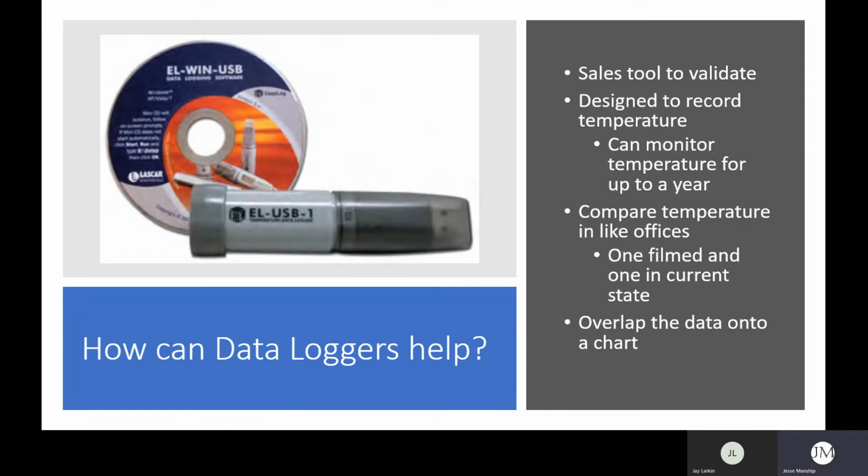Data loggers are sales tools that can be used to help validate the effectiveness of applying a solar control window film to the existing glazing. These are programmable thumb drives, and they're designed to record the temperature at set intervals and durations so that you can compare the temperatures between like offices, one with a film and one that's in its current state. After the designated period, the data can be downloaded and then overlapped to show the temperature variations between the two offices.